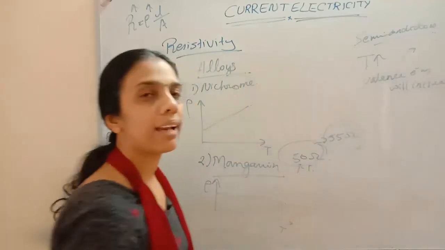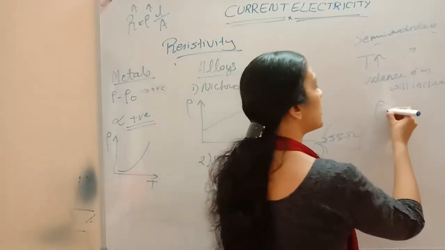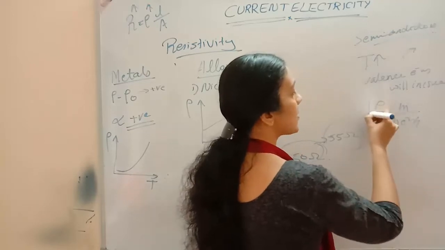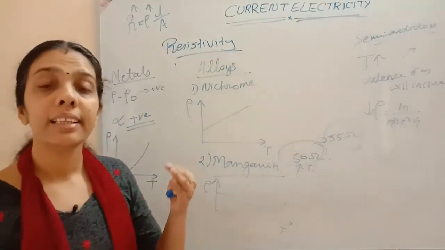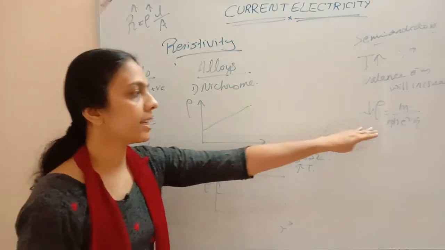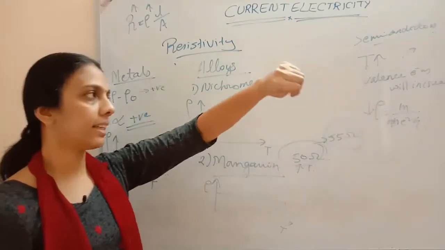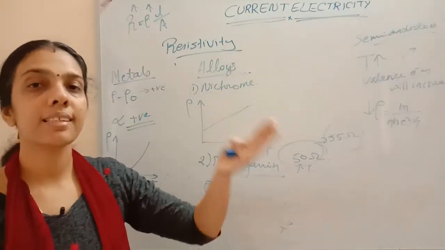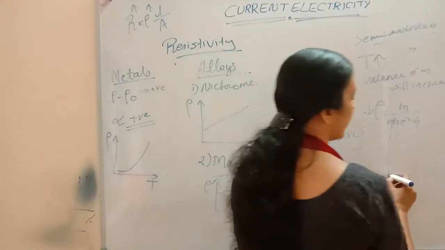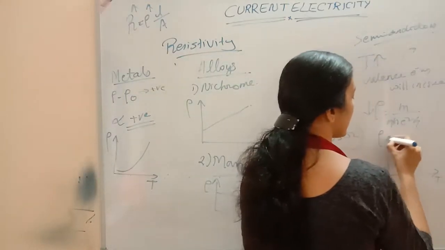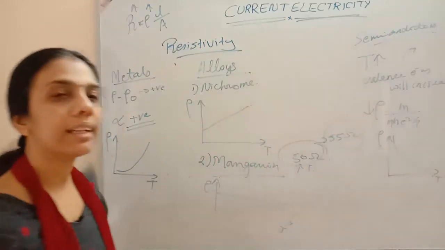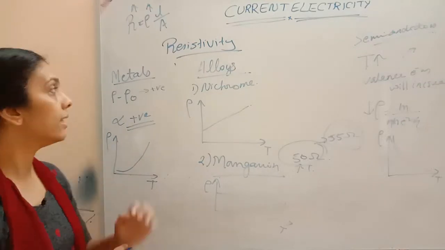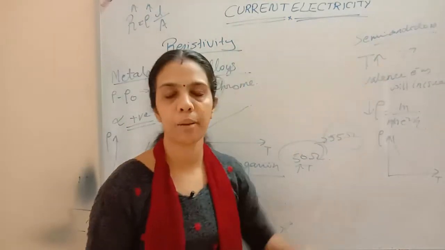While increasing the number of valence electrons, what will happen? Rho equals m by n e squared tau. As n increases, resistivity decreases. So in the case of semiconductors, as temperature increases, resistivity decreases. Clear? So with temperature on one axis and resistivity on the other, resistivity will be decreasing as temperature increases. This is about the resistivity in the case of metals, alloys and semiconductors.